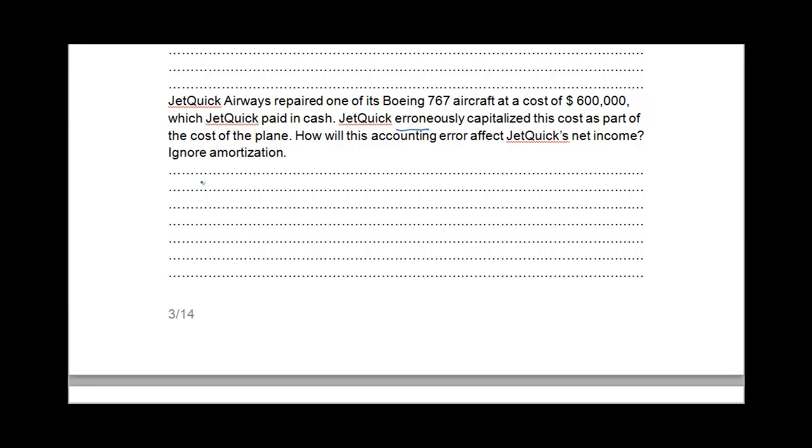Okay, so they should have expensed it, right? Because it was a repair. But instead, they capitalized it. So if we have revenue minus expense equals net income, if you take away expense, then net income is going to be bigger. So we can say net income is overstated, so it's too high by $600,000. All right.